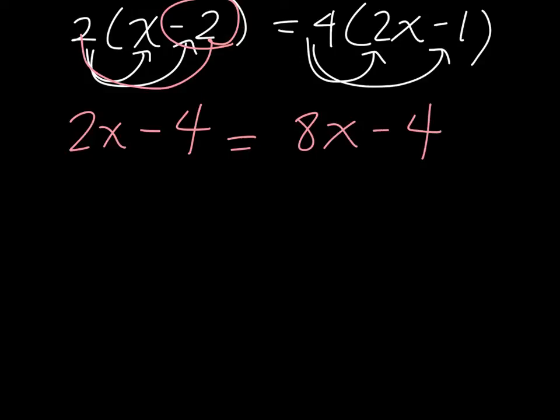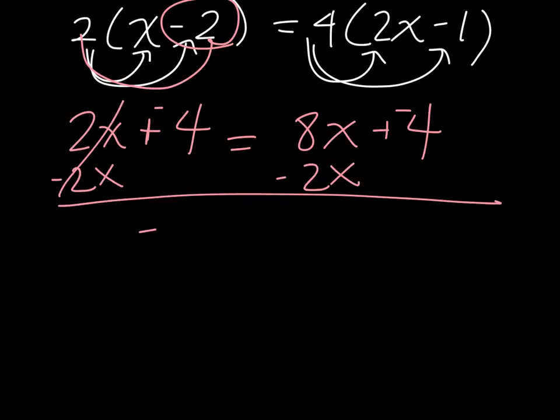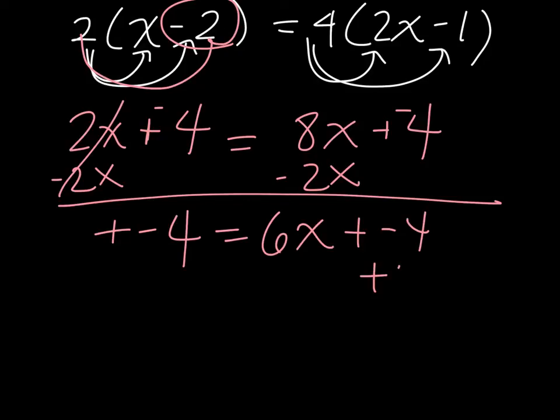So I get confused, so I'm going to change that to plus negative 4, okay? Now what I want to do to both sides is subtract 2x to both sides. Negative 4, or plus negative 4, equals 6x plus the negative 4. Now it's a negative 4, so I want to add 4 to both sides.